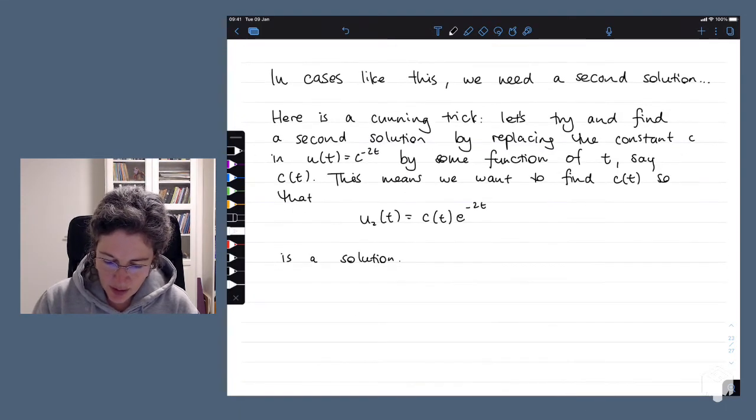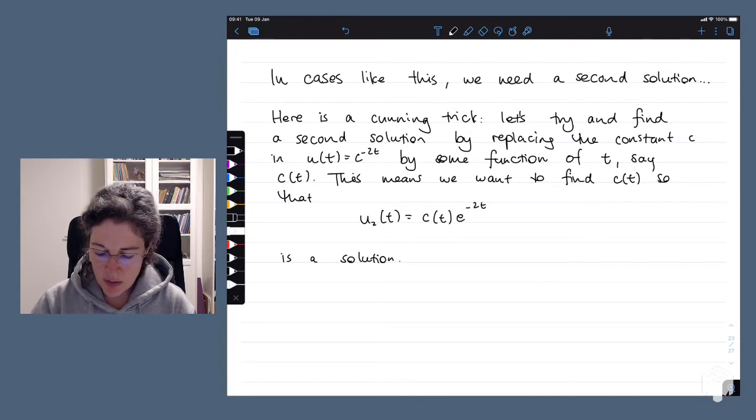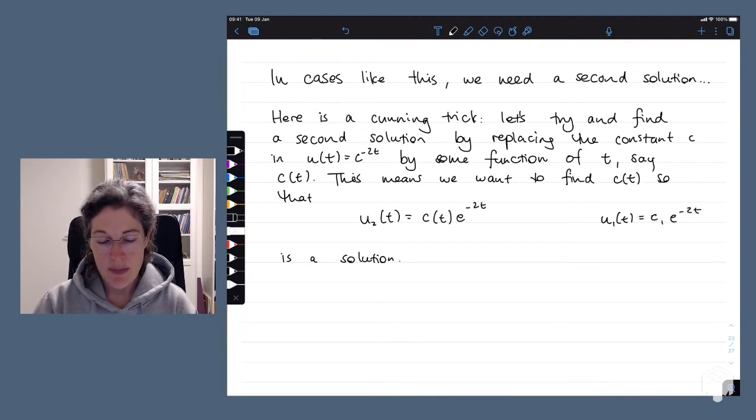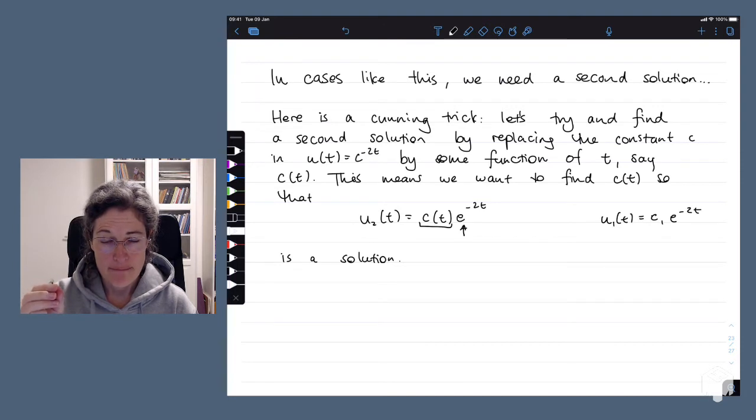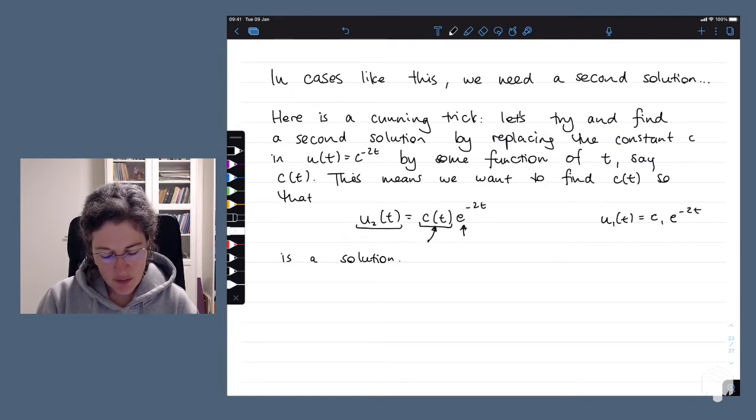And what we do is something quite cunning. So we say, well, we will take as our first part of our general solution our u1 of t equal to c1 e to the minus 2t. So that's what our normal first term would be. But for the second term, we say instead of having a constant in front of our exponential, we're going to let that be some function of time. And we're hopefully going to find that function of time so that this term is also a solution. So we're hoping to find some function of time, which when multiplied by an exponential also gives us a solution to our differential equation.